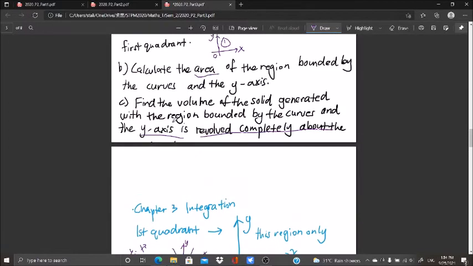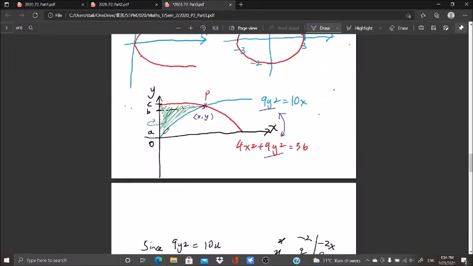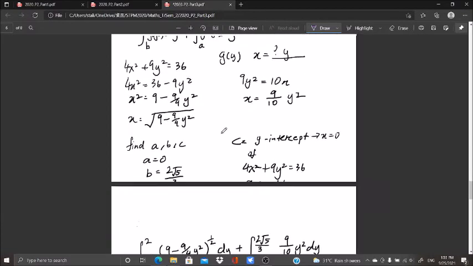After that, we need to find the area of the region bounded by the curves and the y-axis. In this case, which method do you think is easier for us to find the area? Do we integrate in terms of dx, or do we integrate in terms of dy? Actually, both methods are acceptable, as long as you can get the answer. In this case, I will prefer to use dy.